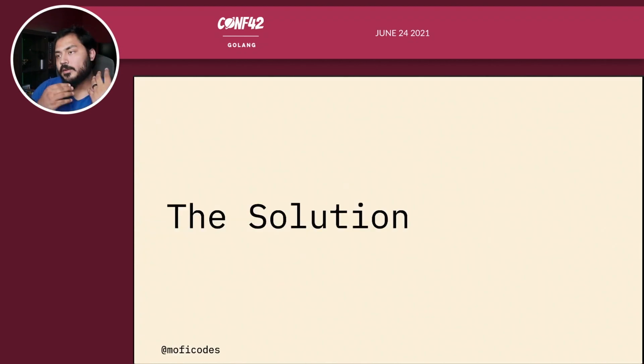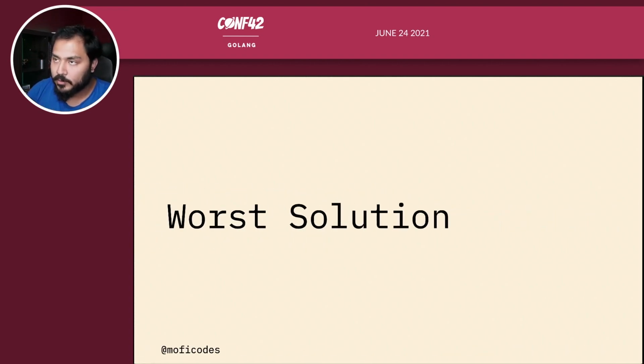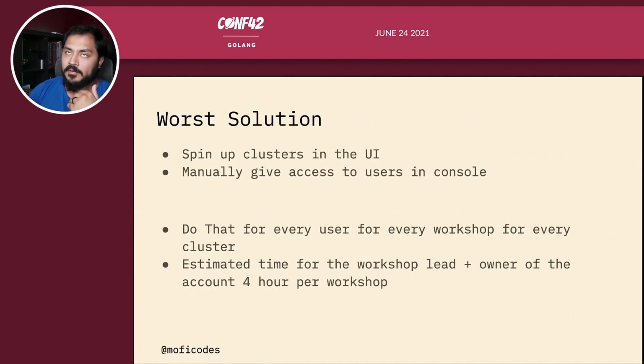So how do you go about solving this problem? There are many ways to solve this, right? We could write custom code, use something like Terraform or Ansible, or write some bash scripts. So there are a number of different ways we could have done this. But let's talk about the worst possible way to try to solve this. In my opinion, the worst possible way would be for every request that comes in, we spin up these clusters in the UI, manually give access to the user in the account, and then do that for every user, for every workshop, for every cluster.